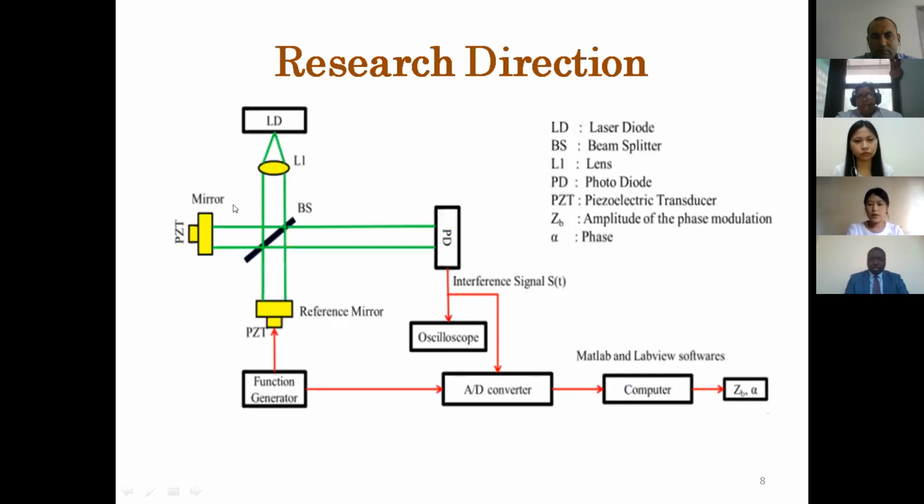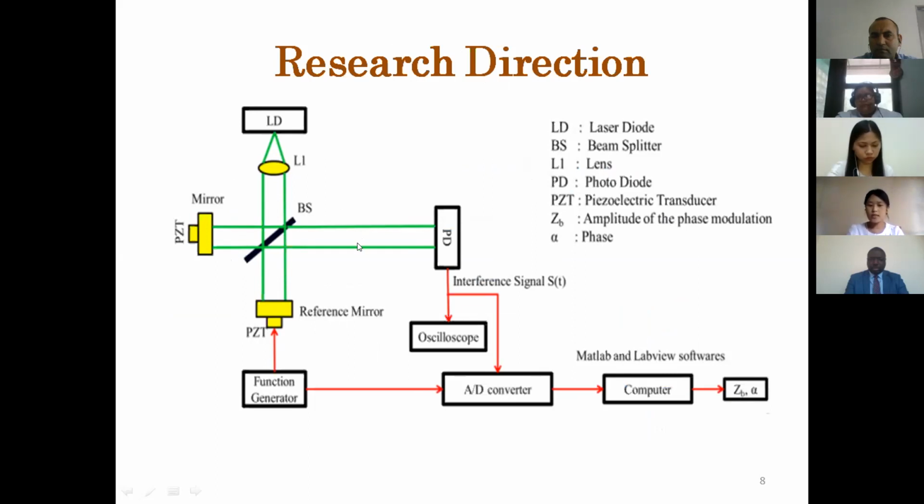And also the research direction: this is the sinusoidal phase modulating interferometry. This contains 5 main parts. They are the laser diode, mirror, reference mirror, photodetector, and PZT. The laser diode's beam is split by the beam splitter. The beam goes to the mirror and also the reference mirror, and they are reflected back, forming many types of interference waveform.